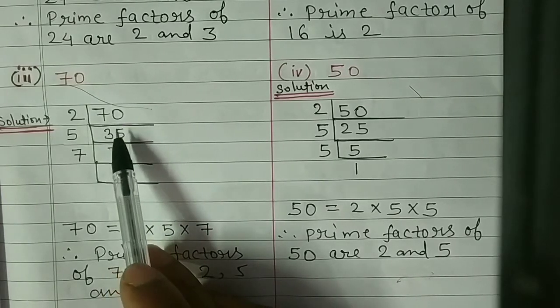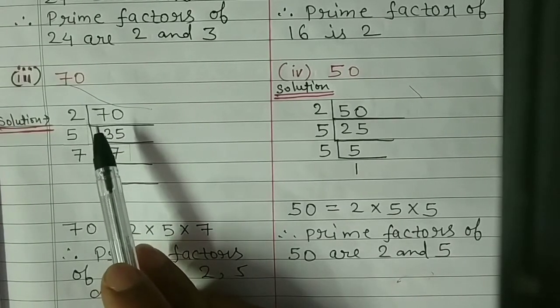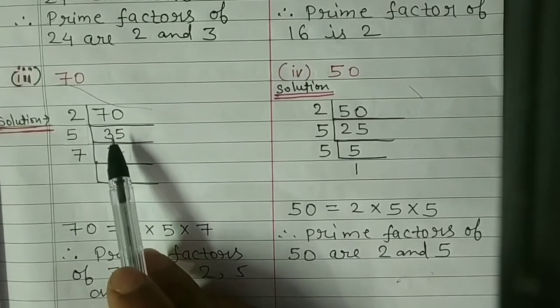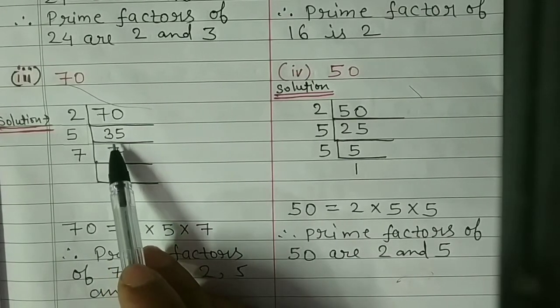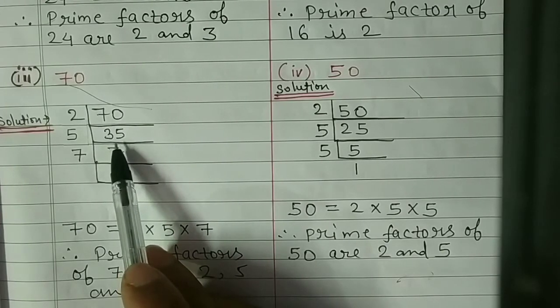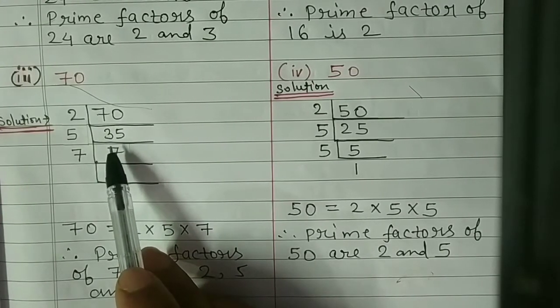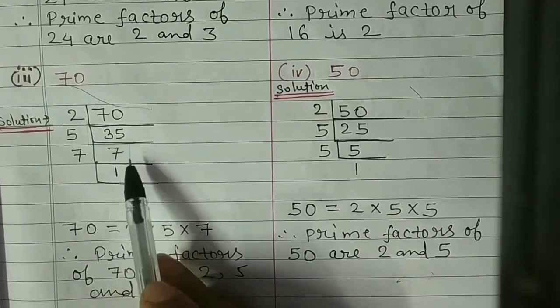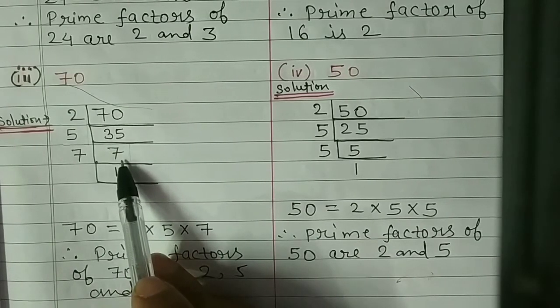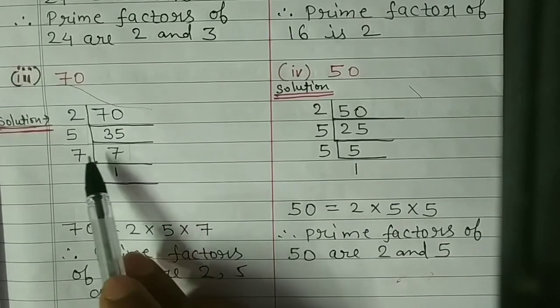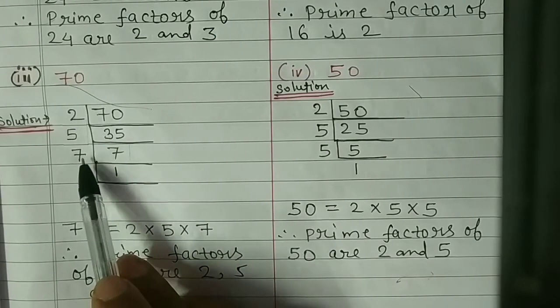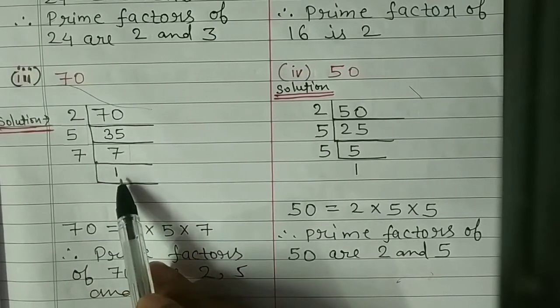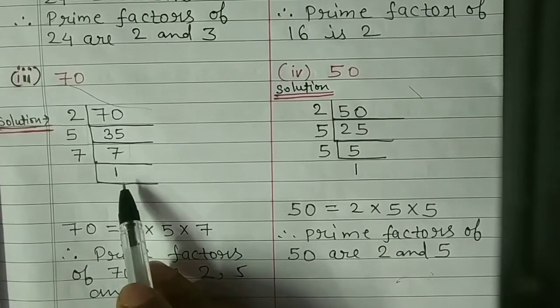After the prime number 2, the next prime number is 3. Okay? So the next prime number 3 will not divide this 35. And after the prime number 3, the next prime number is 5. And this 5 will divide this 35. And the quotient will be 7. Okay? Now, this number 7 is divisible by which prime number? The prime number 7. Okay? So, the quotient will be 1. So, we have got 1 here. So, we are going to stop here.